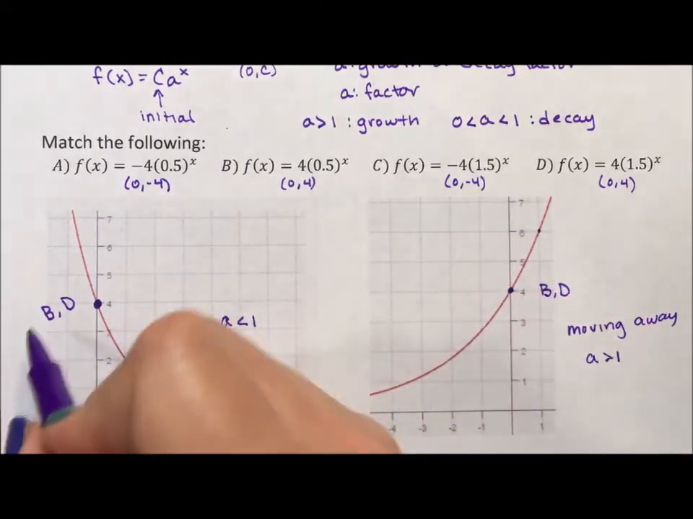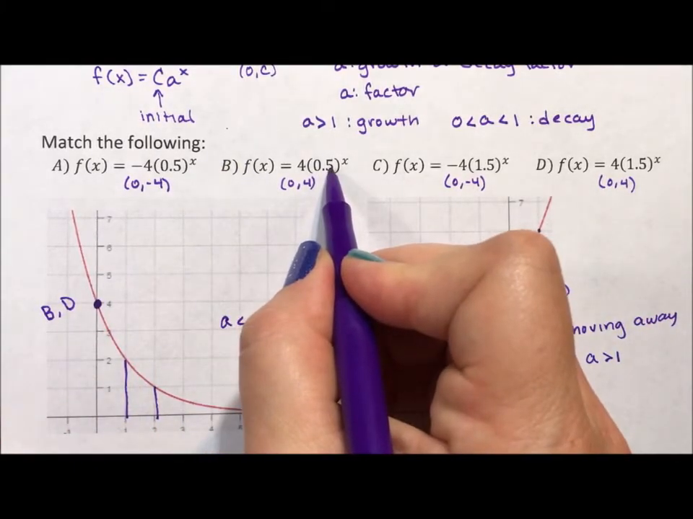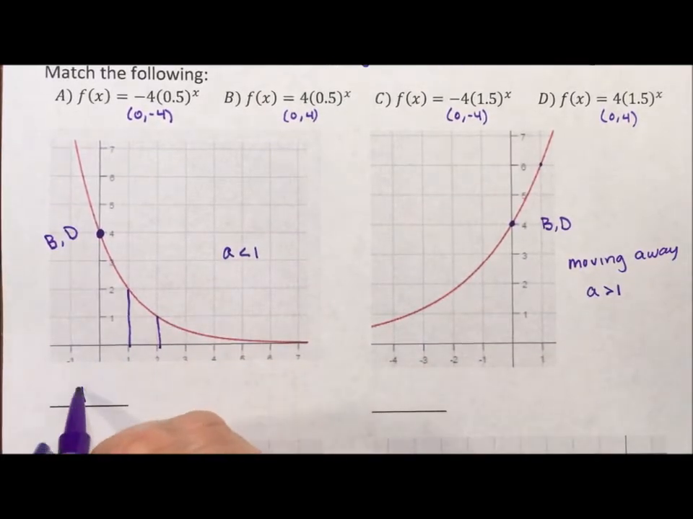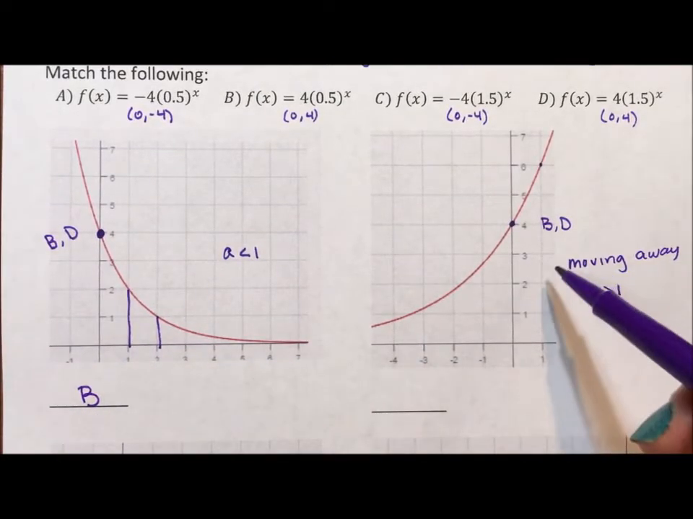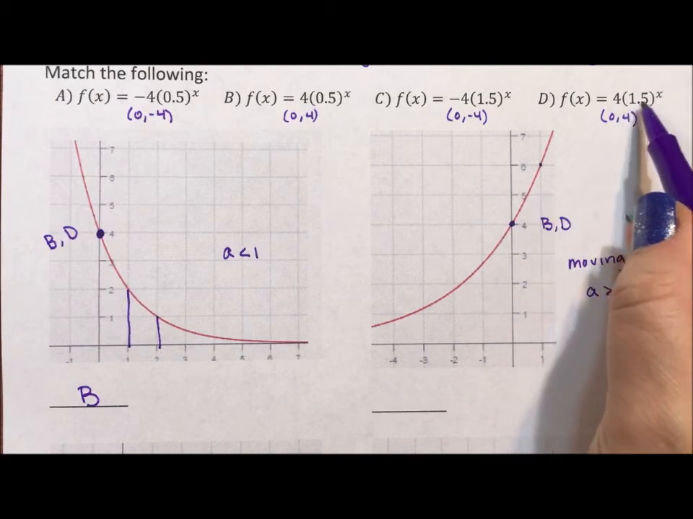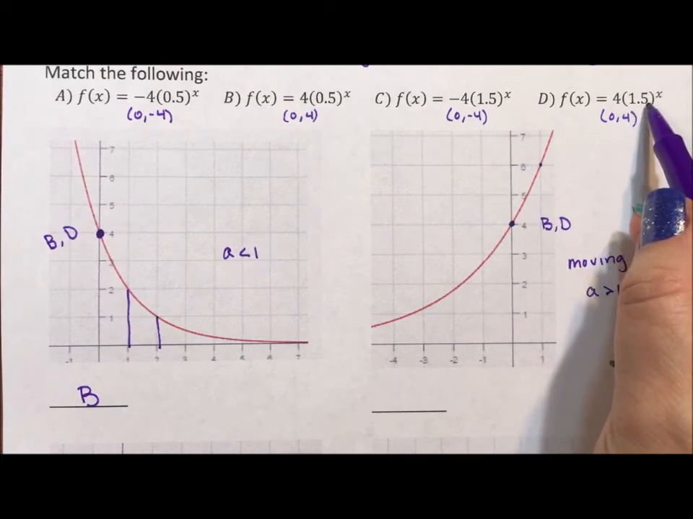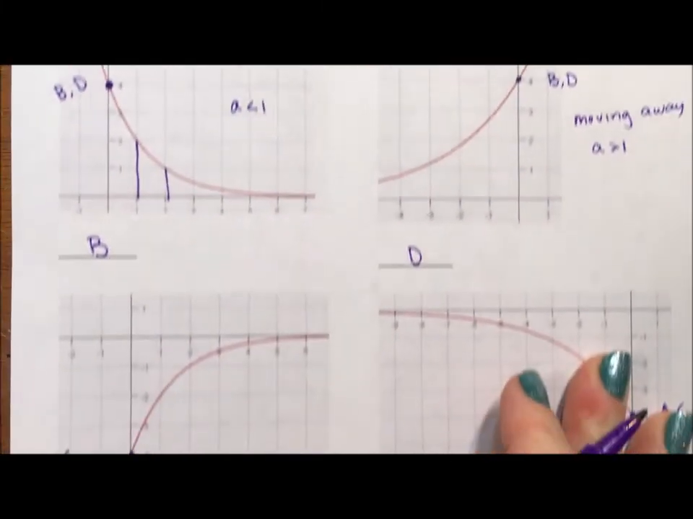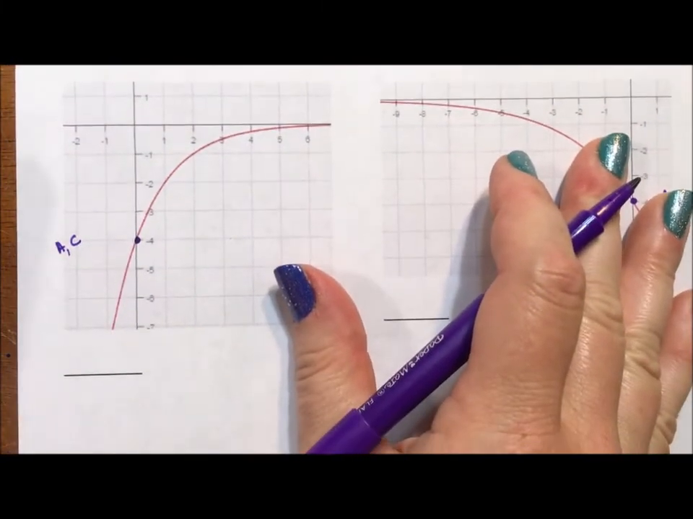Okay, so we said it's B or D. 0.5 is between 0 and 1, which means that this first graph is B. And then this one has to be D because, and we can tell that because a is greater than 1, 1.5. So this is D. All right. We know these have to be A or C.